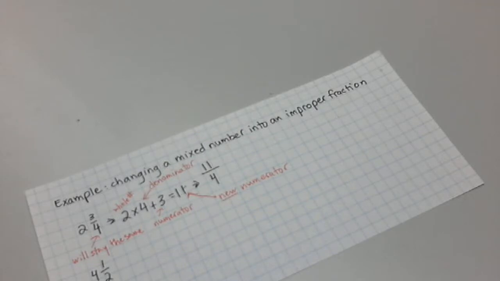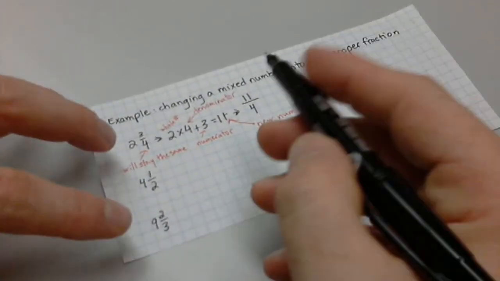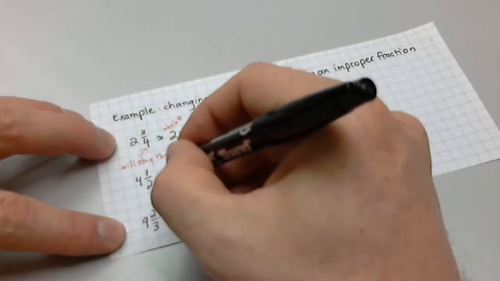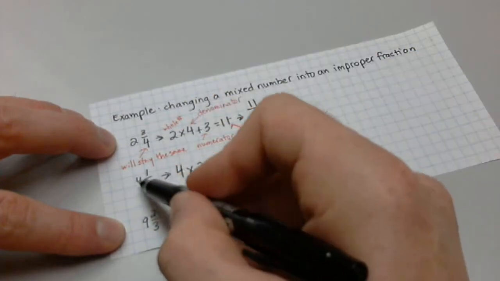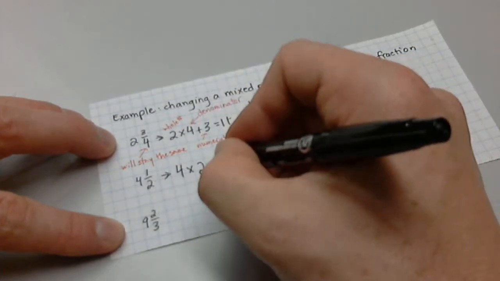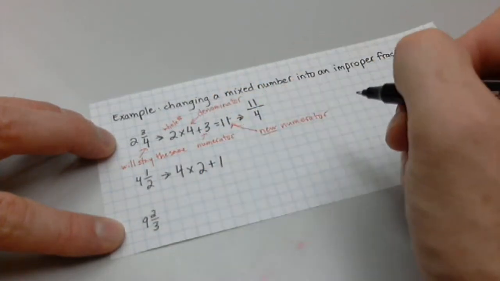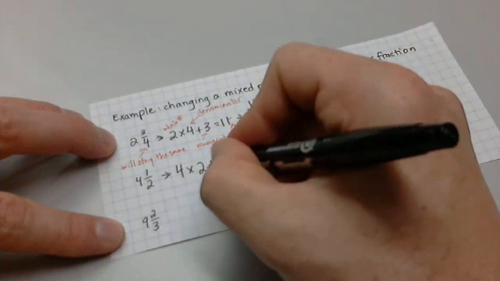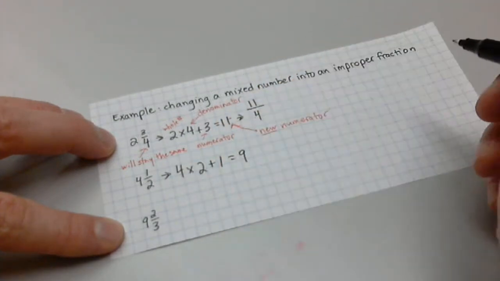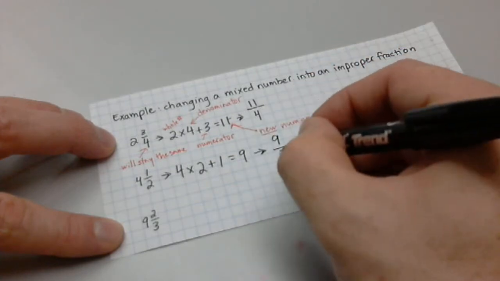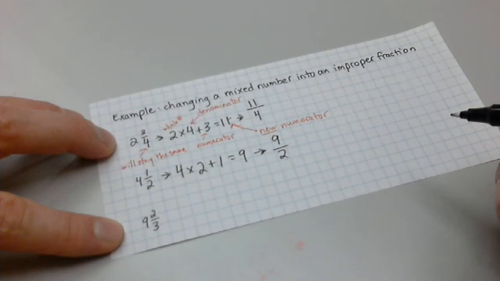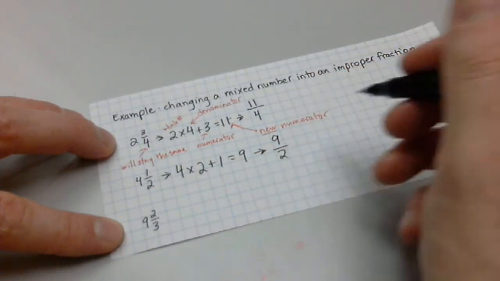Okay, so using that process, we can do the same thing with these other examples. We have 4 1/2. So what happens is we take the whole number 4, multiply it by the denominator 2, and then we're going to add that product, which is 8, to the numerator. 4 times 2 is 8, plus 1 equals 9, which means that my new numerator is 9. My denominator stays the same, so it's 9 over 2.